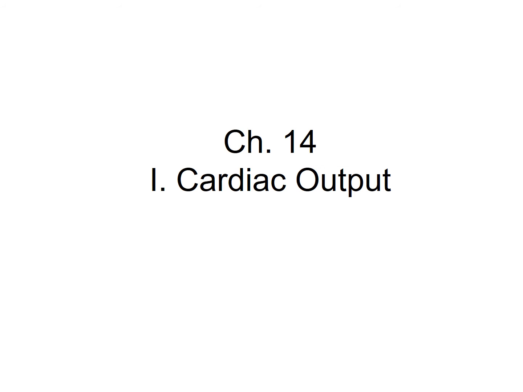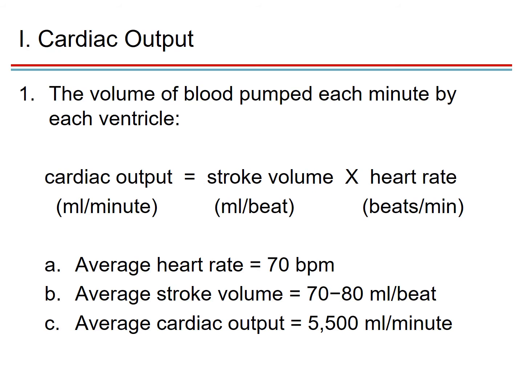So we'll begin with chapter 14 and looking at cardiac output first. Cardiac output is the volume of blood that's pumped each minute by each ventricle. The equation for this is cardiac output is equal to the stroke volume times the heart rate. The units will be milliliters per minute for cardiac output. Stroke volume is measured in milliliters per beat, and heart rate is beats per minute.